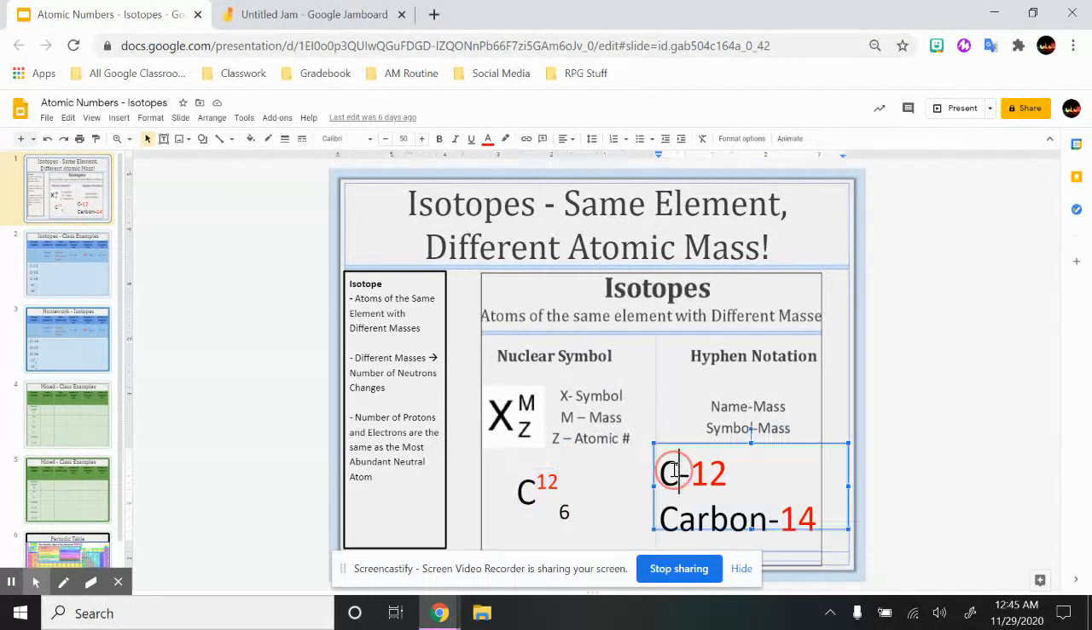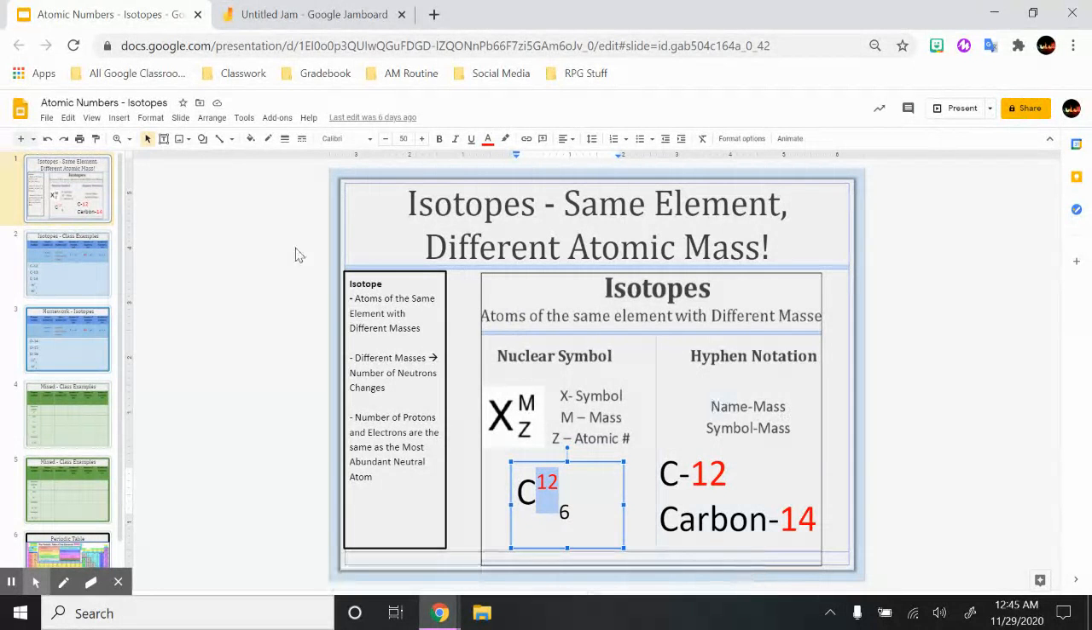The other way we can do it is the hyphen notation. In hyphen notation, we either use the symbol or the full name of the element, then we put a little hyphen, a little dash, and then the mass. So you can either find the mass in the hyphen notation at the end or in the nuclear symbol at the top. So the only 2 things that are going to change when we look at an isotope of the same element is the mass and the number of neutrons.